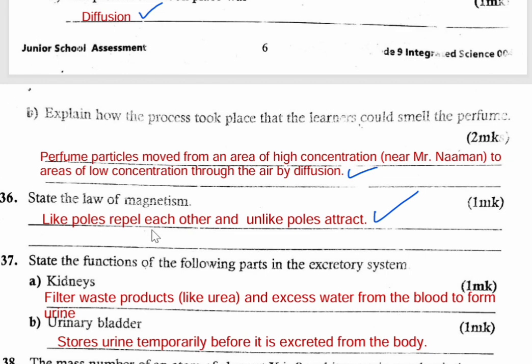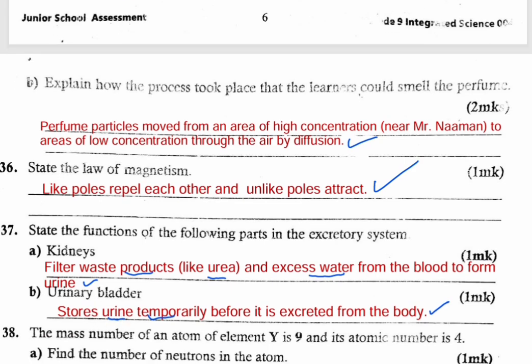So question number 37, state the function of the following parts in the excretory system. The kidneys, so we have two kidneys, the left one and the right one. The function is to filter waste products like urea, excess water, excess salt from the blood to form what we call urine. Then we have the urinary bladder. The function is to store urine temporarily before it is excreted from the body. So that is the function of the urinary bladder. So we continue to question number 38.